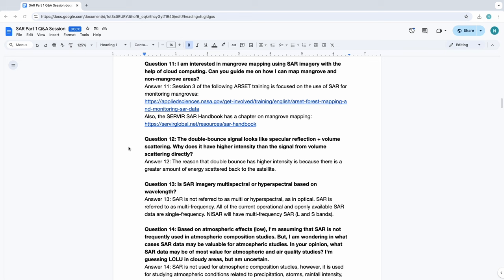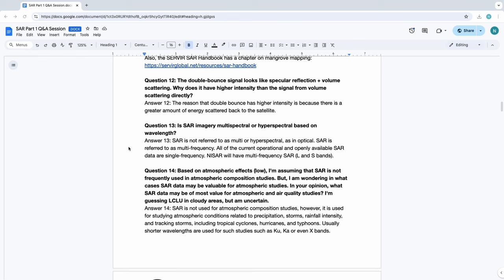However, with double bounce, you have an even larger portion of the signal being reflected back to the satellite. It's basically two bounces. You've got the bounce from the smooth surface, which would be water, or a street, for example. It reflects the signal away from the radar, and then it bounces off of something geometric, say a tree trunk or a building, which redirects all of that energy back toward the satellite. That's why double bounce is typically very, very bright. And you see double bounce in flooded vegetation and in urban areas.